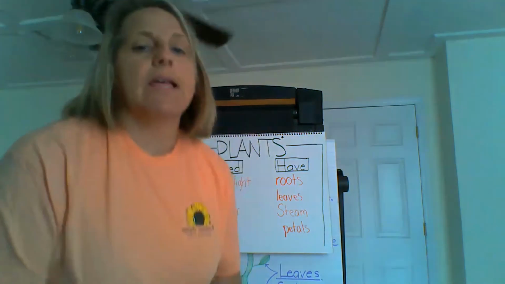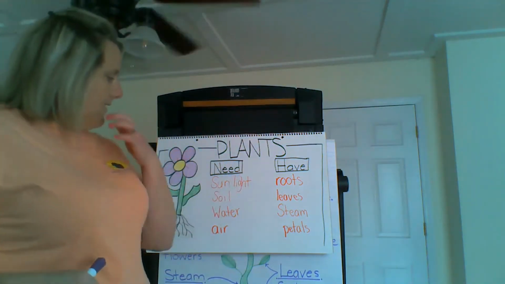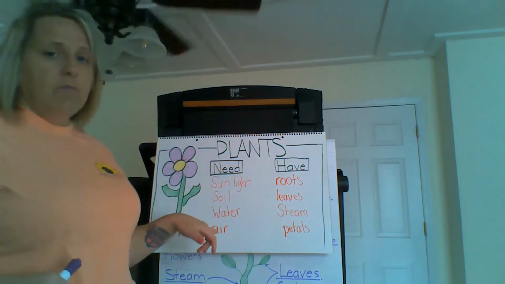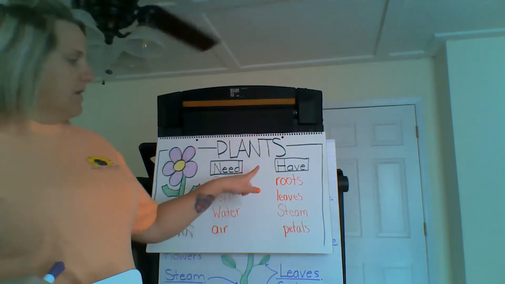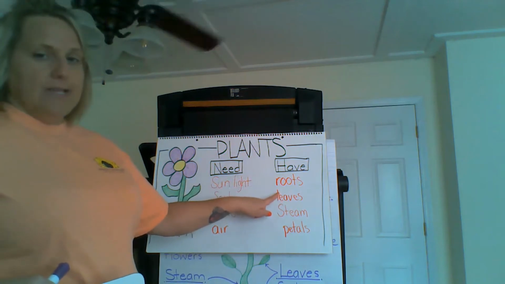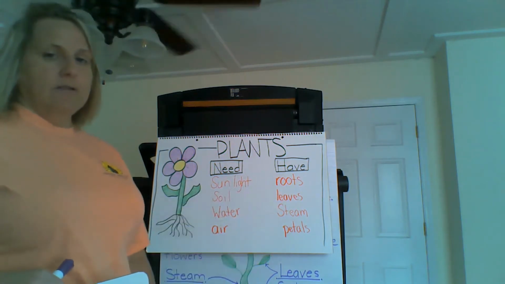Alright, so we know that the plant needs air to live. We know that the plant needs sunlight to live. It needs soil and water to make it grow really big. And then we know that it has roots, it has leaves, it has stems and petals.